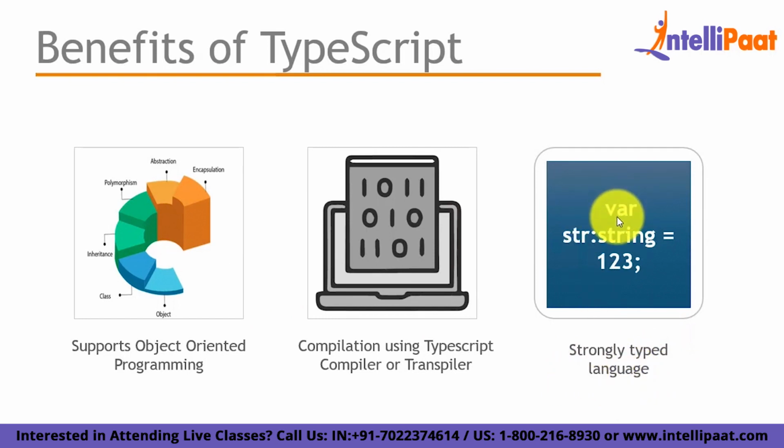As I already told, it is a strongly typed language. This is how we declare a variable in TypeScript. See here, var str:string = 123. str is our variable name. While declaring it, I am telling that the data type is going to be a string. The moment I write 1, 2, 3, it gives me a compile time error, as this is a number and here I am saying the data type is a string. So it is a strongly typed language as well as a compiled language. These are the benefits of TypeScript.